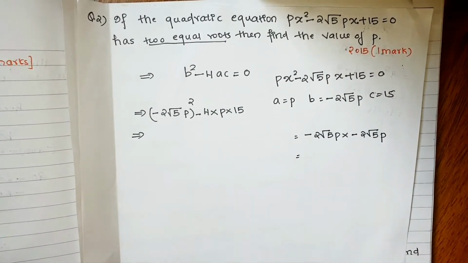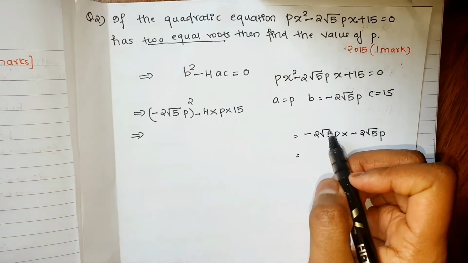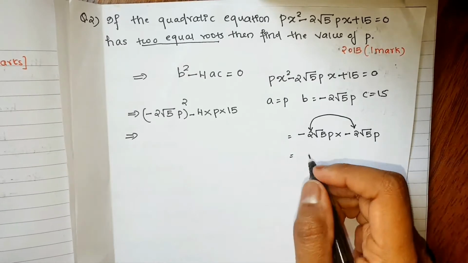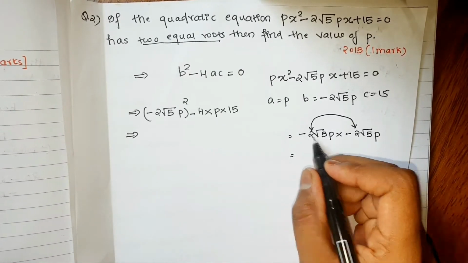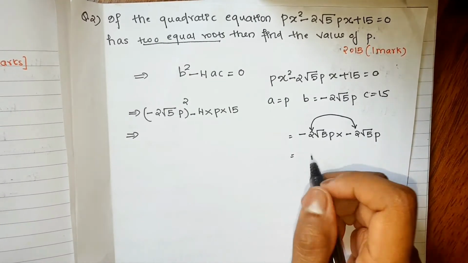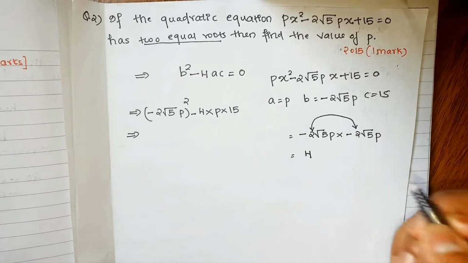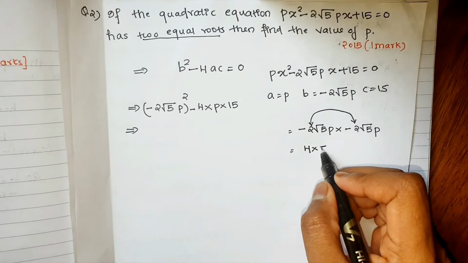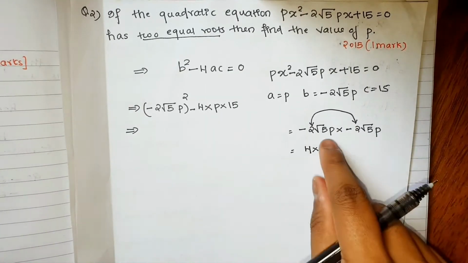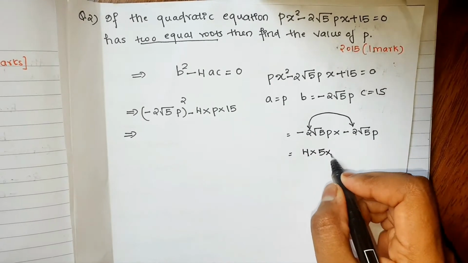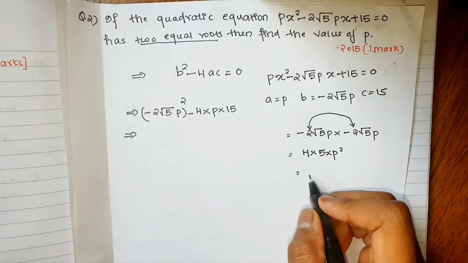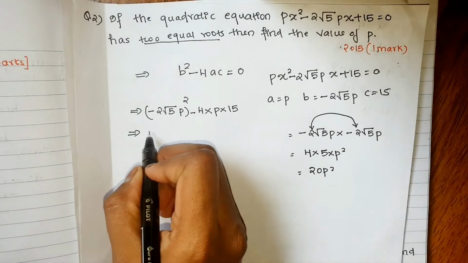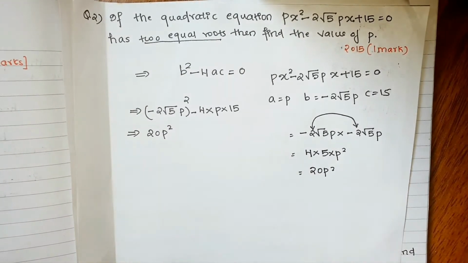That is minus 2 root 5 p the whole square. So here we have to multiply this 2 and this 2. This is actually plus because it is minus into minus, so the answer will be positive. So 2 into 2 is 4, into what is root 5 into root 5? That is 5. And what is p into p? That is p square. So our answer is 20 p square. So we can write here 20 p square.